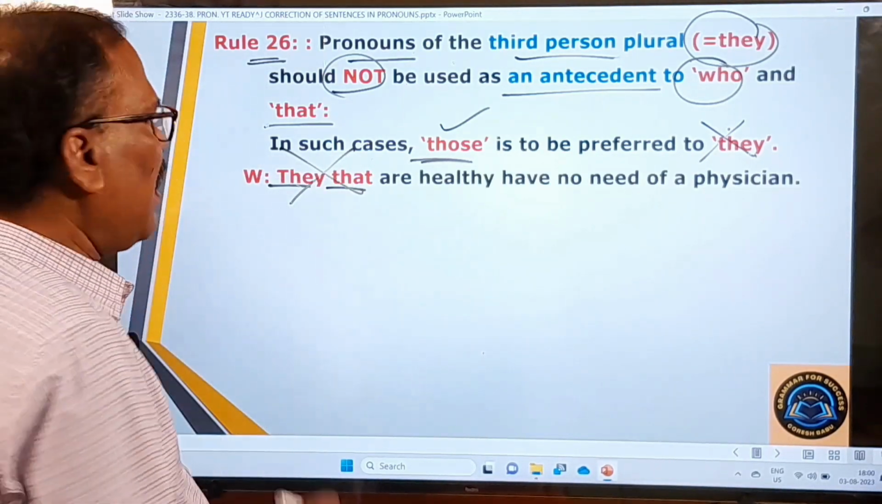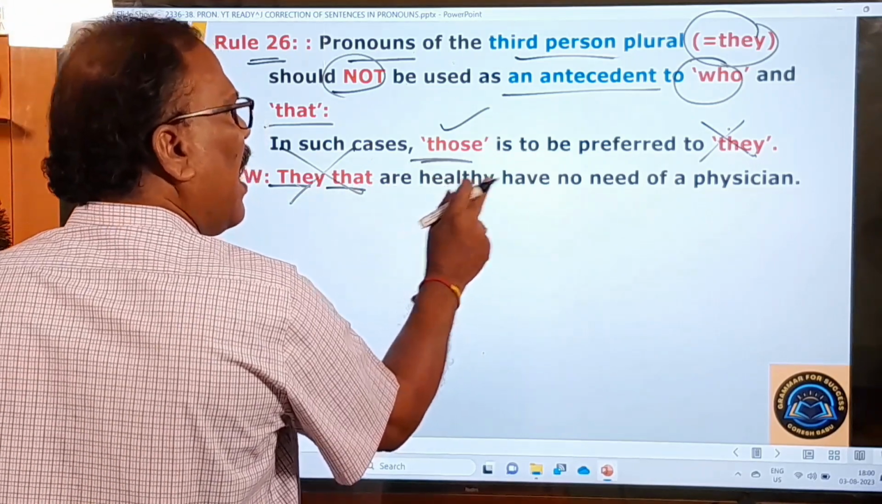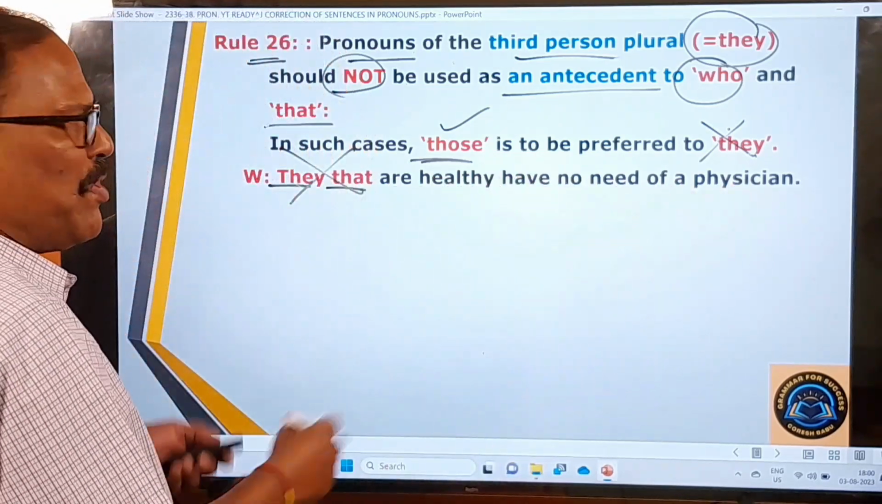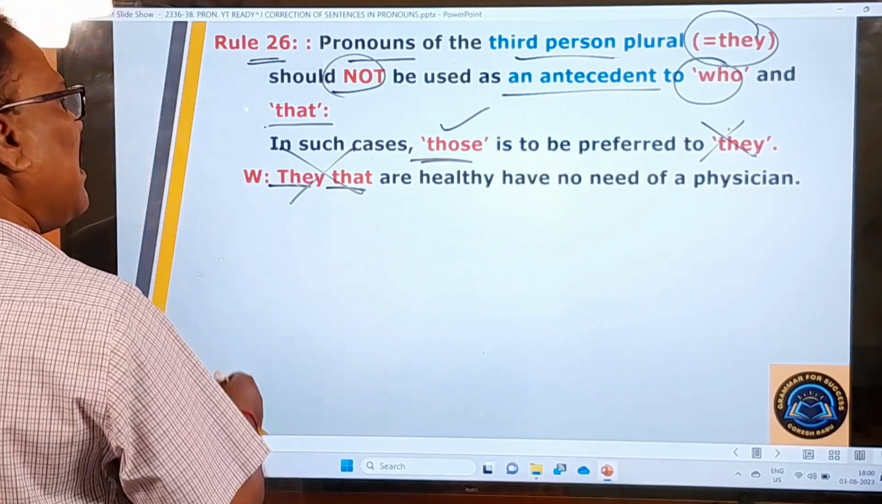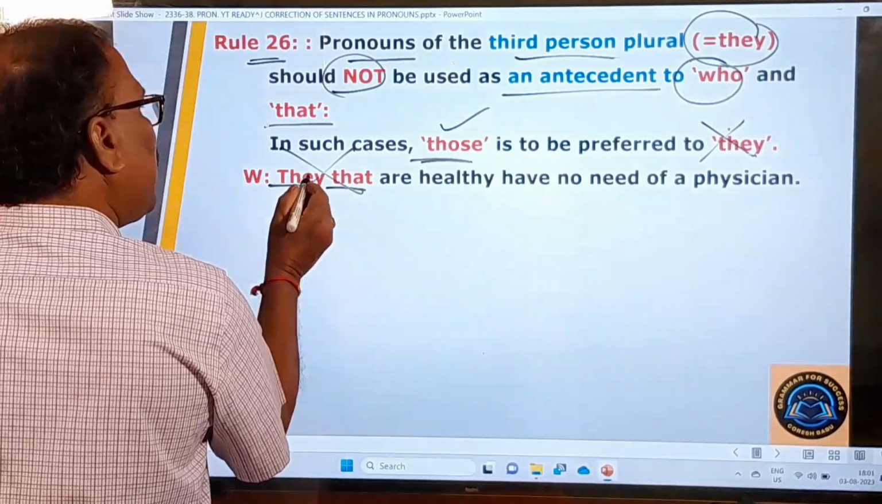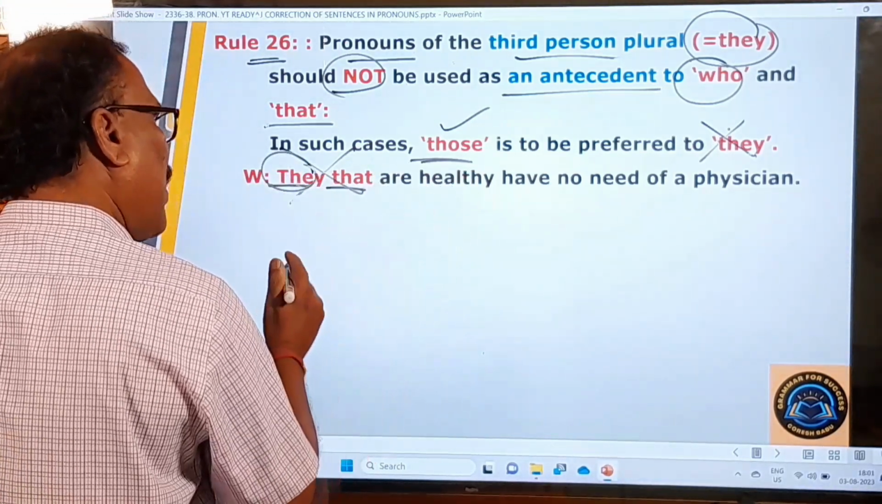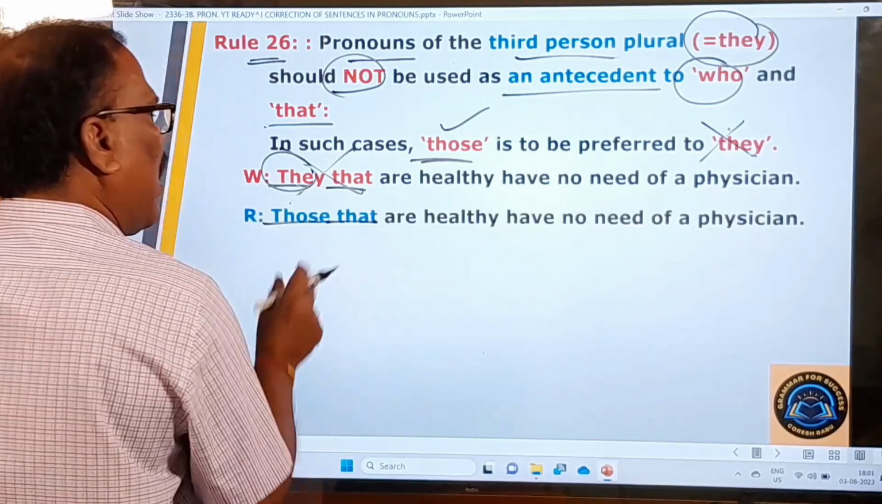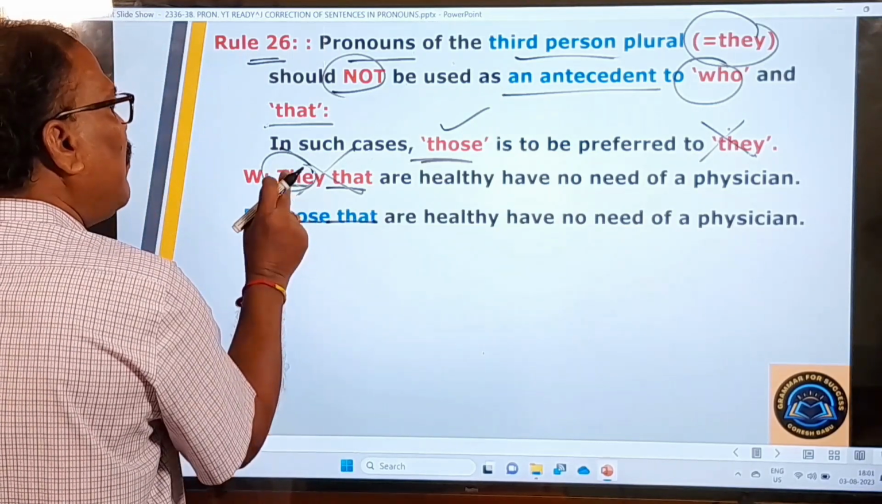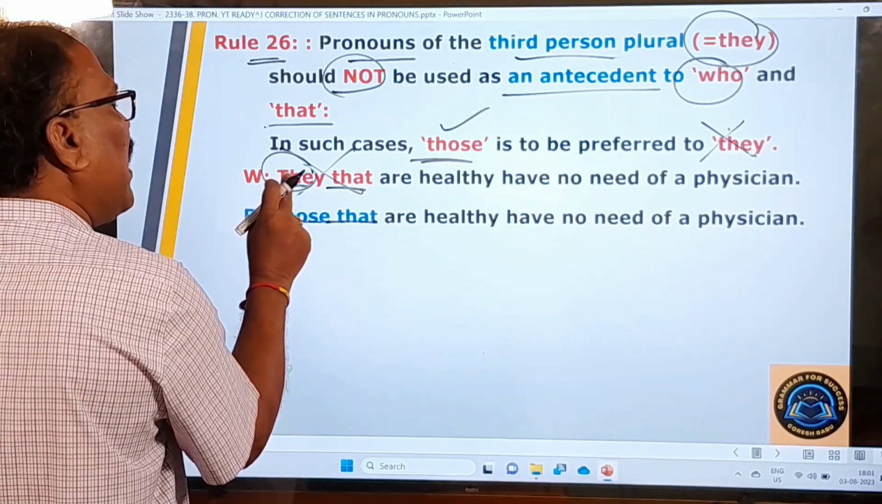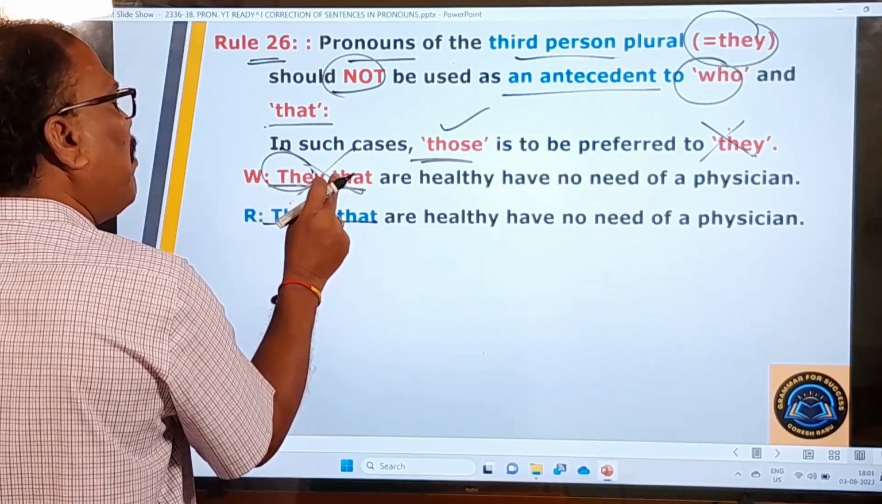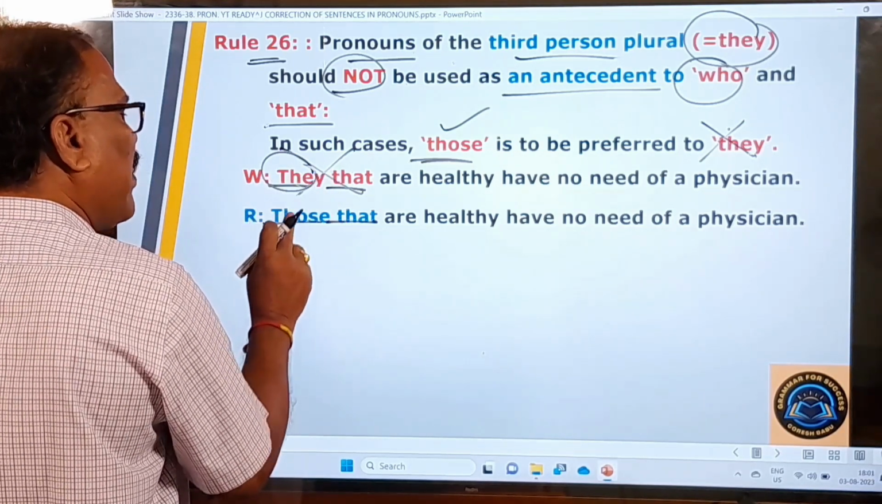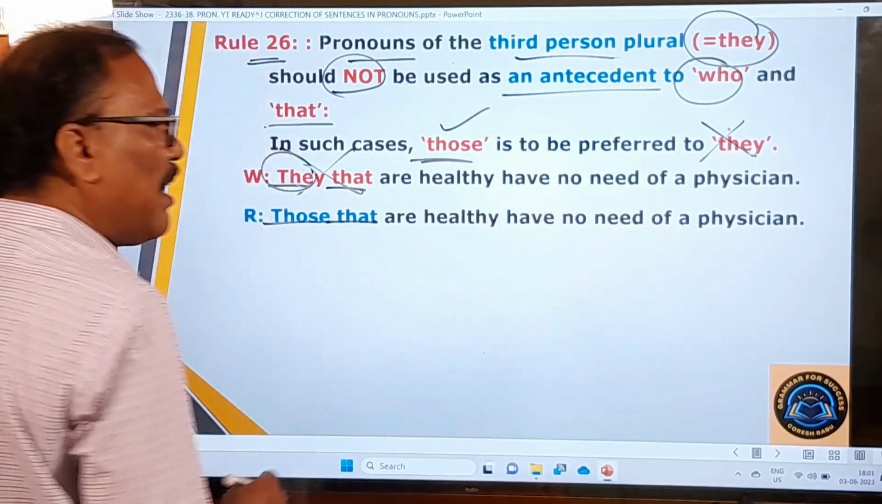You should never say "they that are healthy have no need of a physician," okay? No need of a doctor, right? "They that are healthy." But what should it be? Instead of saying "they," if you want to say the same thing, you had better say "those that are." You had better say "those," because "they" cannot be related to or referred to by "that," but only "those." That's why: those that are healthy have no need of a physician.